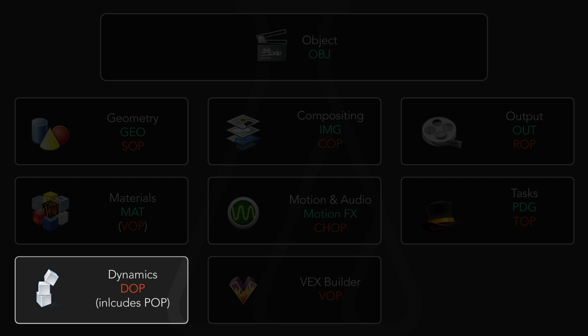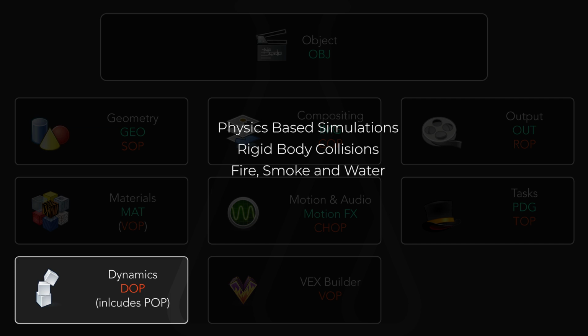Dynamics operators are called DOPs. So when you want to work in a dynamics context in Houdini, you would add a DOP network to give you access to your dynamic operator nodes. The dynamics context is Houdini's equivalent to a film studio's effects department. The dynamics context is where we find all the tools for physics-based simulations, such as rigid body collisions, and is where we have our fluid tools for simulating effects, such as fire, smoke, and water. The dynamics context is also where all the particle tools live.